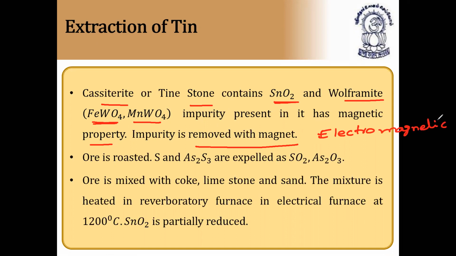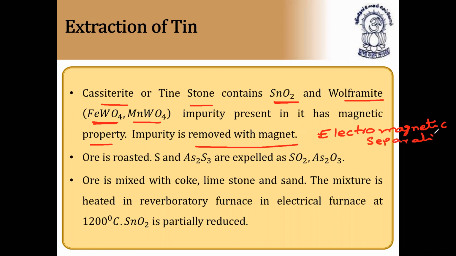Since the impurities present in the cassiterite are iron tungsten oxide plus manganese tungsten oxide, the impurity has magnetic property. So the impurity is removed with a magnet. That is electromagnetic separation.